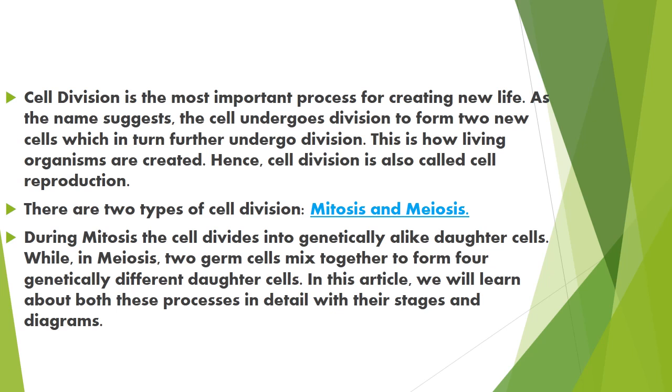There are two types of cell division, mitosis and meiosis. Mitosis is found in the somatic cell and meiosis is in the generative cell. During mitosis, the cell divides into genetically alike daughter cells, while in meiosis, two germ cells mix together to form four genetically different daughter cells. In this lecture, we will learn about both these processes in detail with their stages and diagrams.